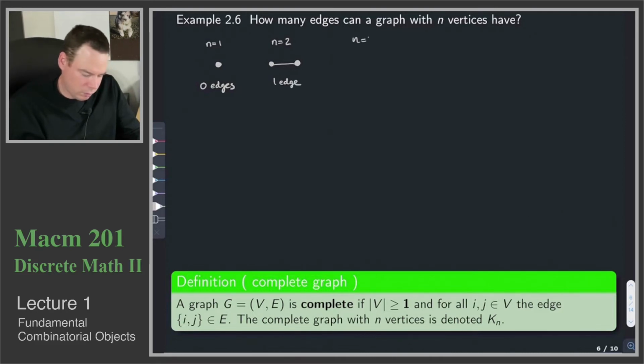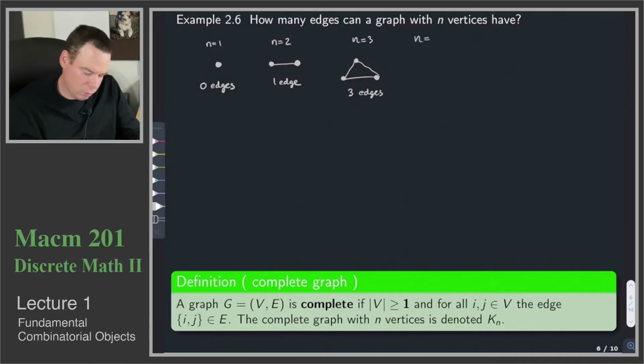How about if n equals 3? Just get a feel for how the number of edges behaves relative to the number of vertices. Well, if n is equal to 3, we can connect up those two, or those two, or those two. So in this case, we also get 3 edges.